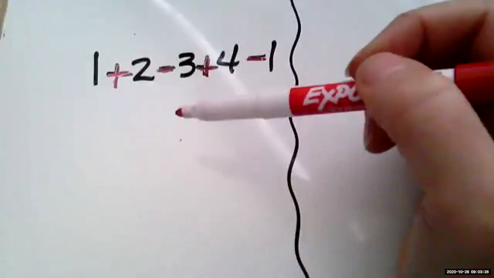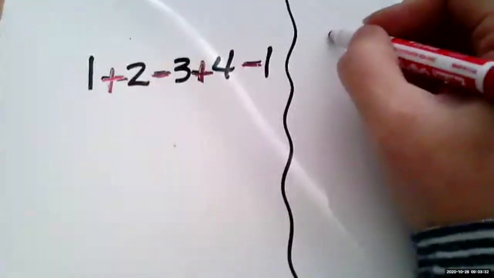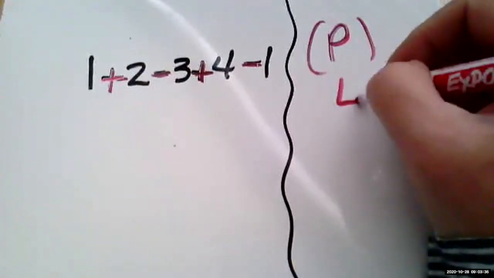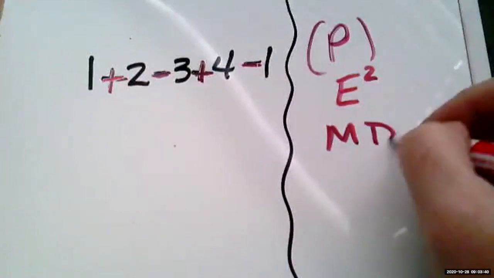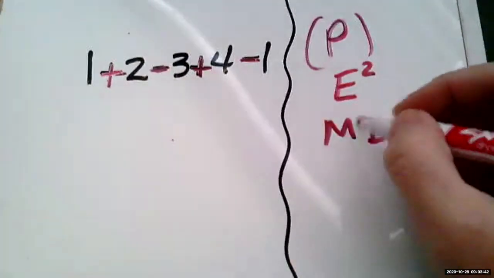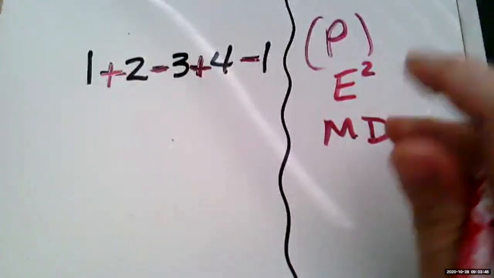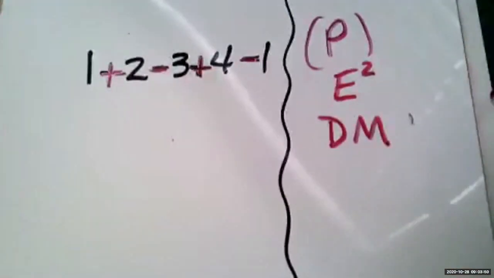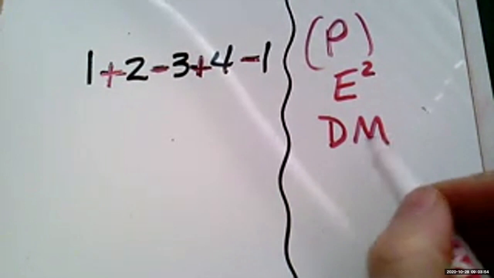Some people are saying, oh, you have to do all the addition first because adding comes first. But watch, remember, please, excuse, my dear, is multiplication and division, but they are equally important. You could have D and then M, because multiplication and division are the same fact family.